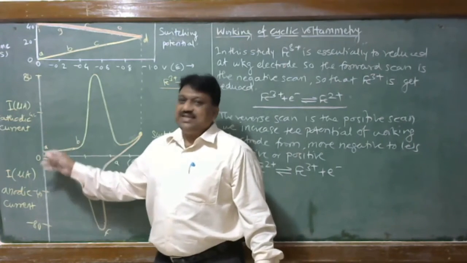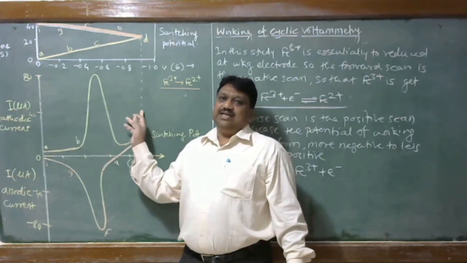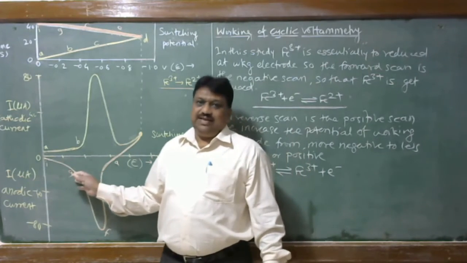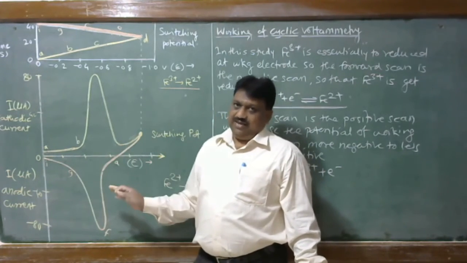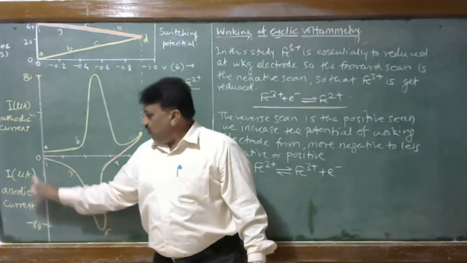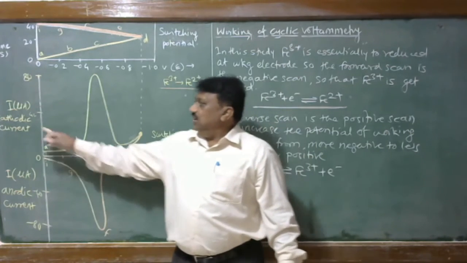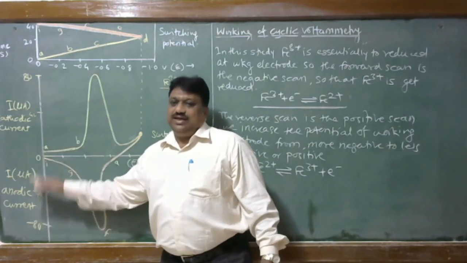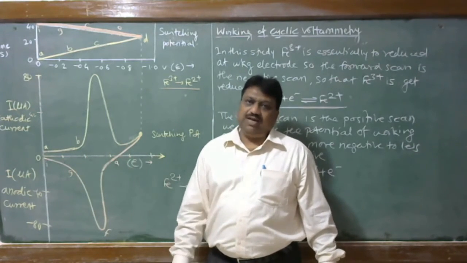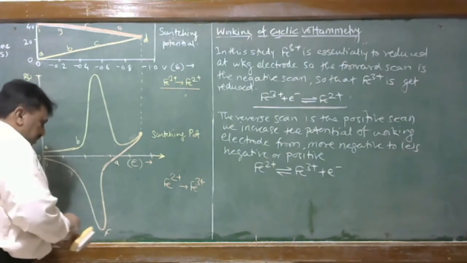But when we scan the potential from less negative to more negative, that is termed a negative scan. And when we scan the potential from more negative to less negative, that is called a positive scan. In a reduction current, we have a positive current, and in an oxidation current, we have a negative value of current. Therefore, here both cathodic as well as anodic current is plotted as a function of applied EMF, and a cyclic voltammogram is obtained.